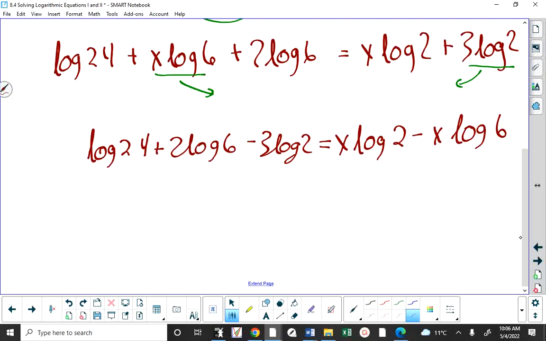Now, Leslie, this is where we factor the x out to get a single x. So it's weird. Once you move the exponents down, you expand, which is the opposite of factoring. You move your x terms to one side and the others to the other side, then you factor, which is the opposite of expanding. So I can factor an x out of these two terms and be left with, in brackets, log 2 minus log 6.